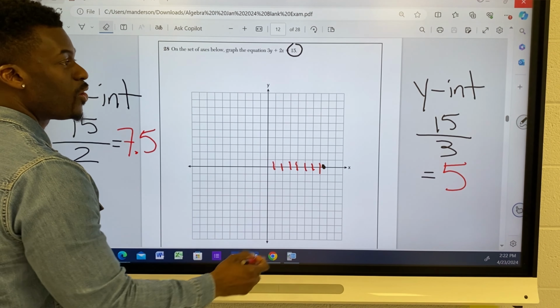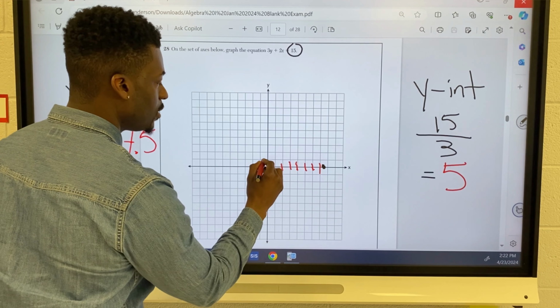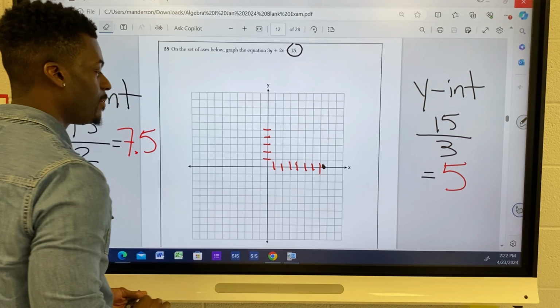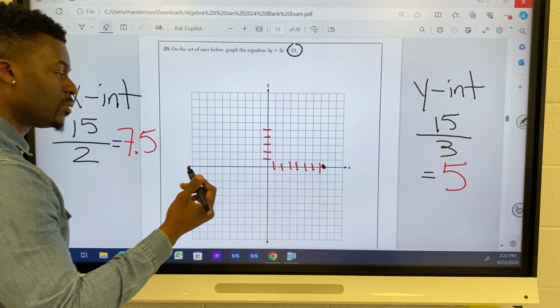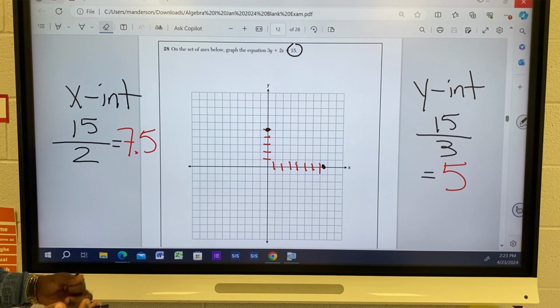So I'm going to go along the y-axis. This is the y-intercept. I'm going to find 5. 1, 2, 3, 4, 5. What do you think I'm going to make at that fifth hash mark? I'll make a dot or a point. Now we have 2 points.